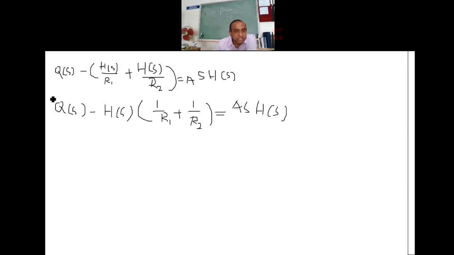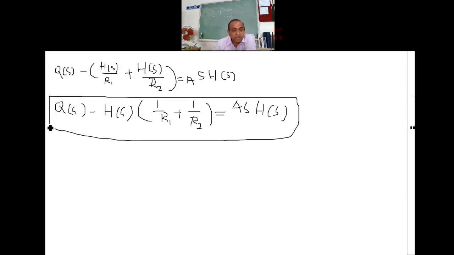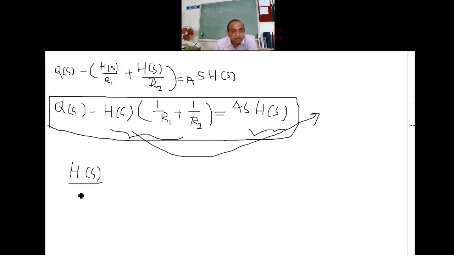Okay, please do one thing. If anyone is having calculator, pen and paper, please arrange this term, because you can see that in this there is H of S, in this also there is H of S. So take this on the right hand side, so it becomes plus. Then try to give me the final answer in this fashion: H of S divided by Q of S equals to. Please rearrange that.